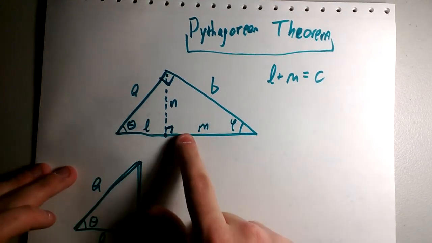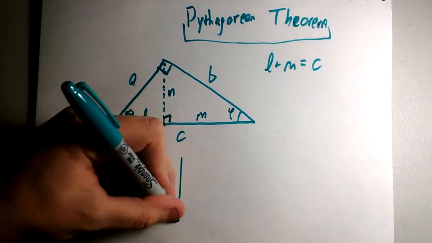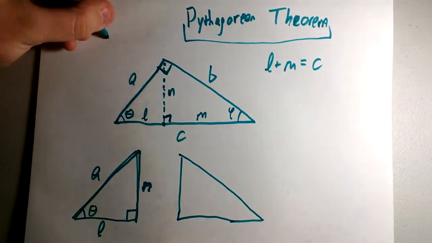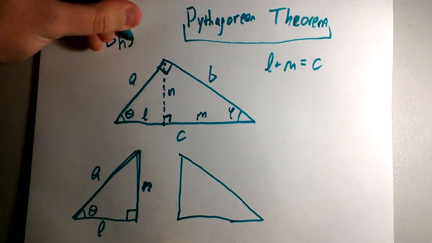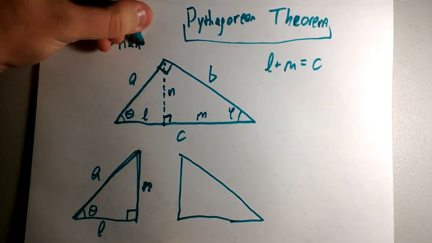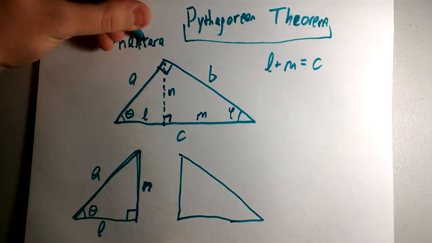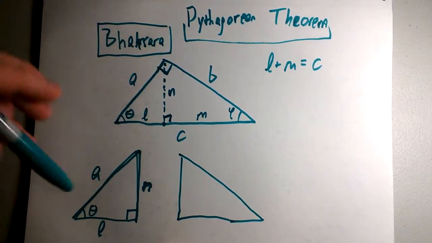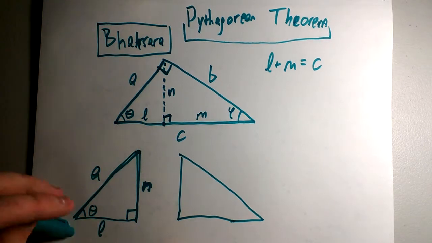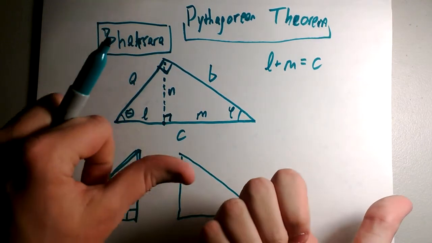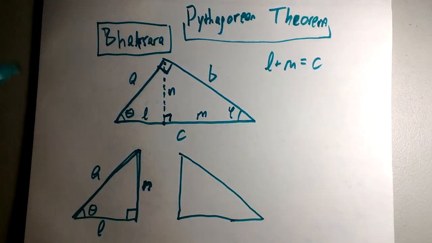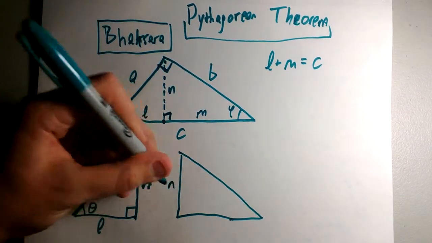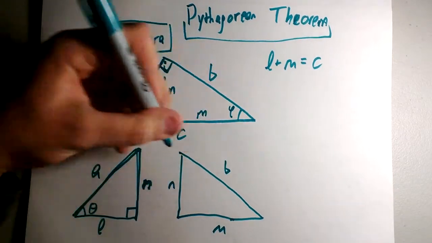Alright, let's draw out the other triangle here. By the way, this proof was done by Bhaskara, I believe it's spelled like this. Either way, one of the most famous Hindu mathematicians. This was after the Pythagoreans, but way before calculus and stuff like that. Let's label these sides. That's N, that's M, that's B.